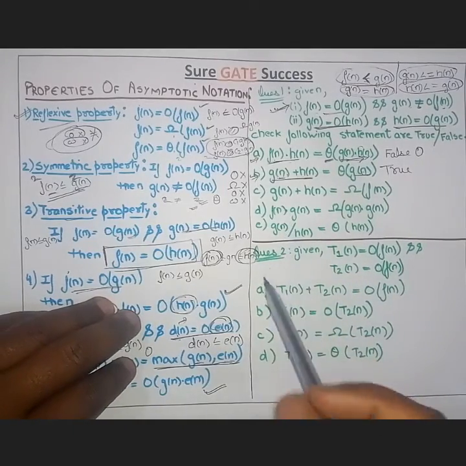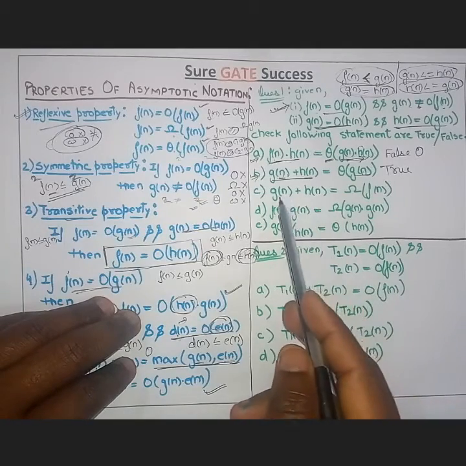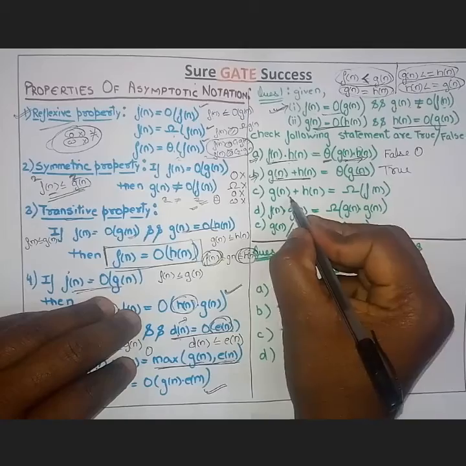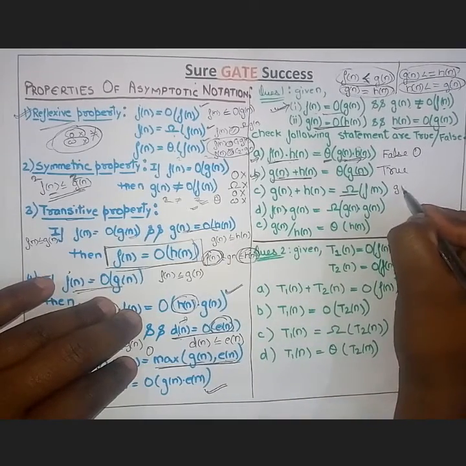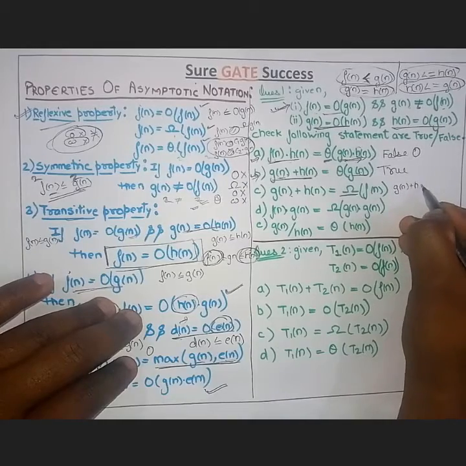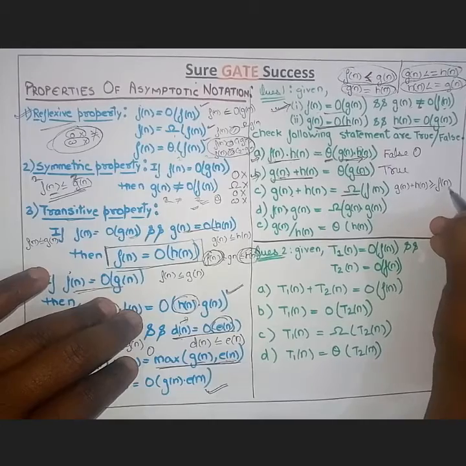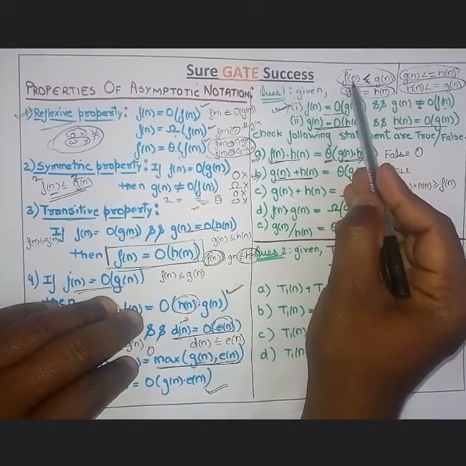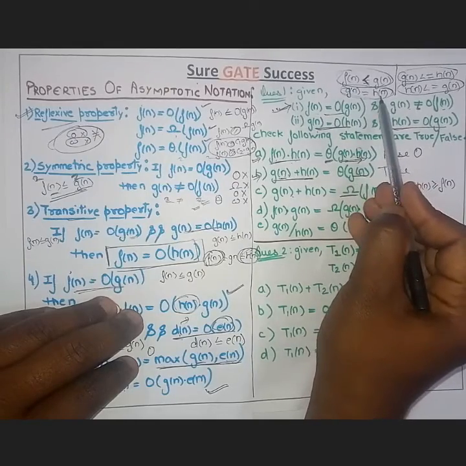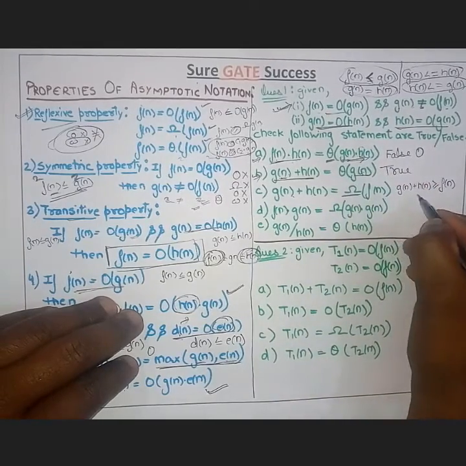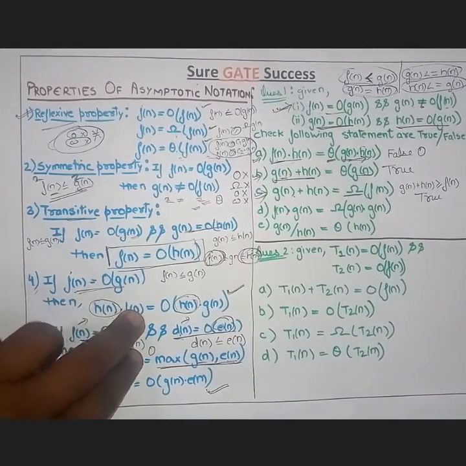And for the C condition, what we have is f(n) plus g(n) versus g(n) plus h(n). Here it is omega, that means g(n) plus h(n) has to be greater than or equal to f(n). And we know that g(n) is greater than f(n) and g(n) is equal to h(n), that means f(n) is also lesser than h(n). So that's why the C statement is true.